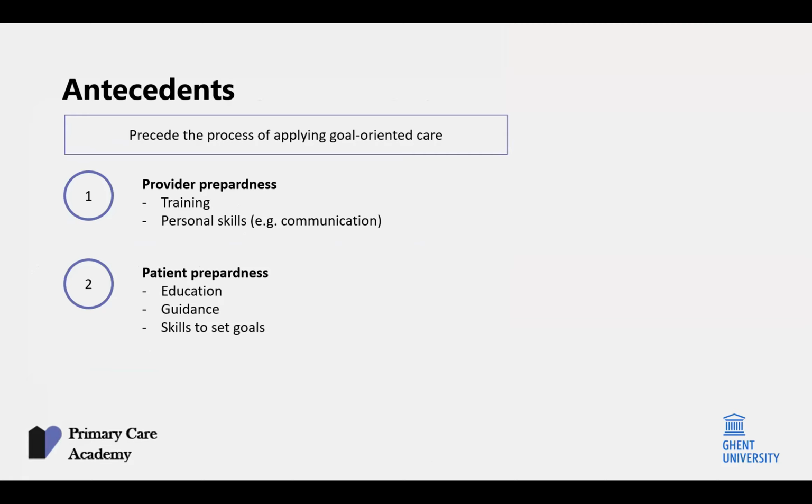And not only did we identify some attributes and the main characteristics of goal-oriented care, we also found some antecedents. You can consider them as preconditions before applying goal-oriented care, events that have to precede its application. And for goal-oriented care, we've specifically found that both the provider has to be prepared and also the patient has to be prepared.